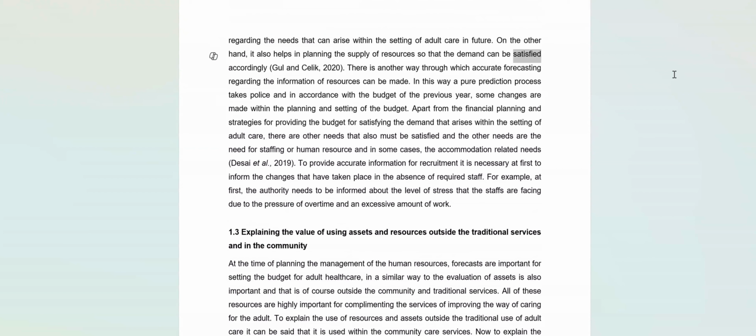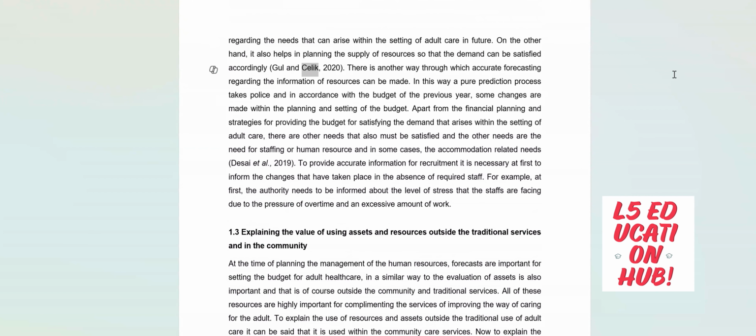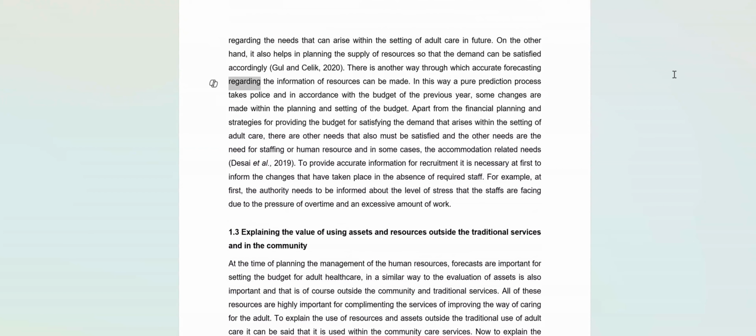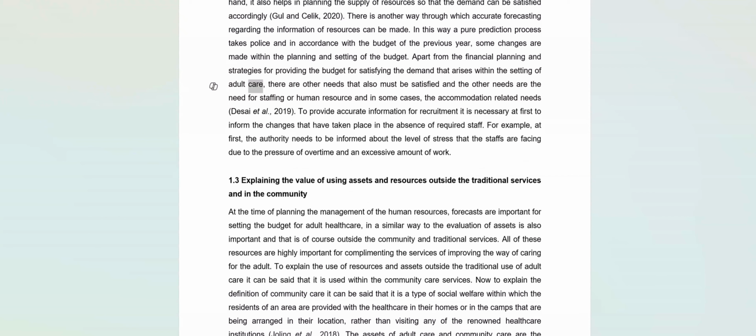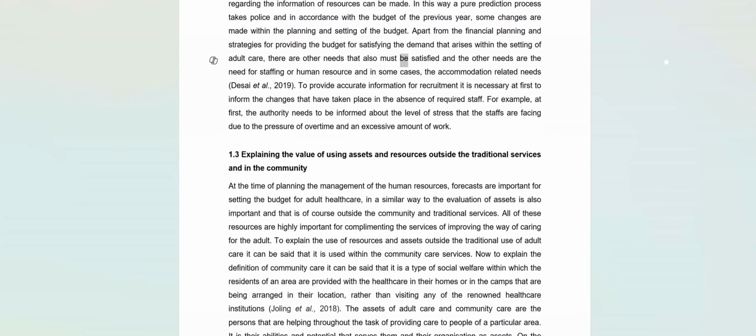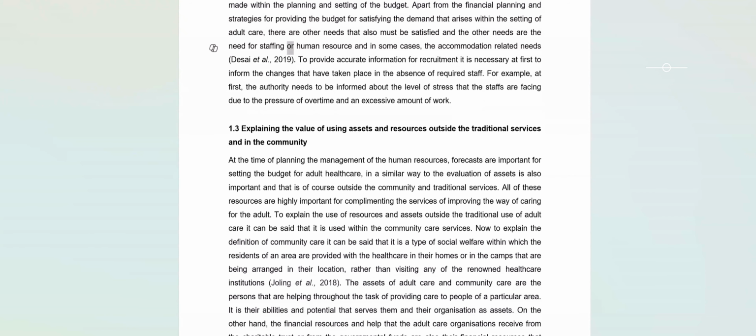There is another way through which accurate forecasting regarding the information of resources can be made. In this way, a pure prediction process takes place, and in accordance with the budget of the previous year, some changes are made within the planning and setting of the budget. Apart from the financial planning and strategies for providing the budget for satisfying the demand that arises within the setting of adult care, there are other needs that also must be satisfied, and the other needs are the need for staffing or human resource, and in some cases, the accommodation-related needs.